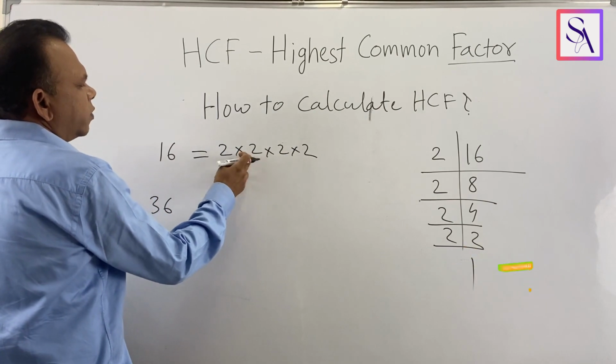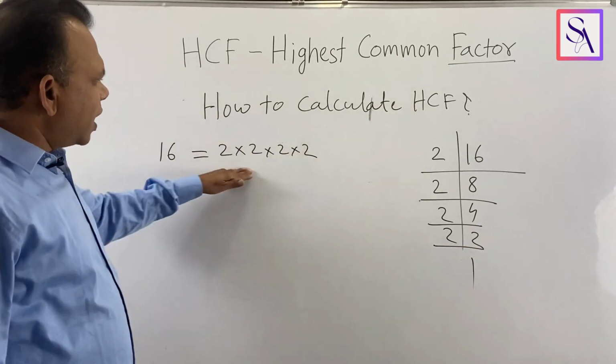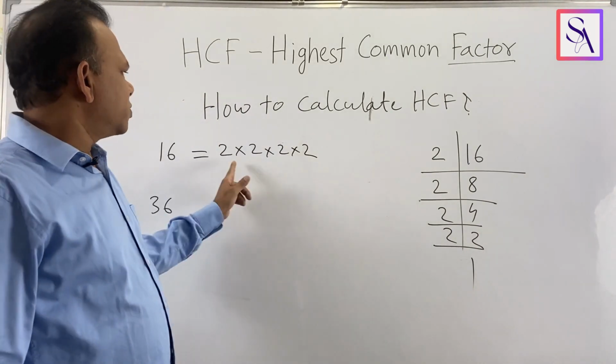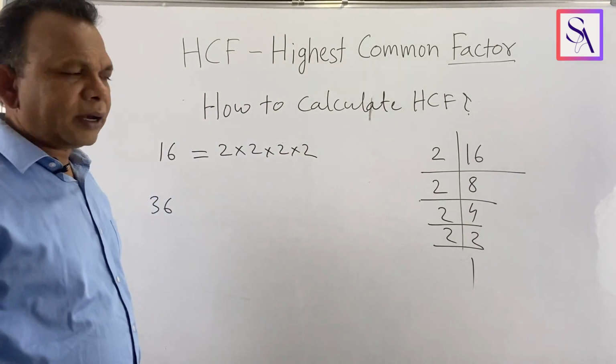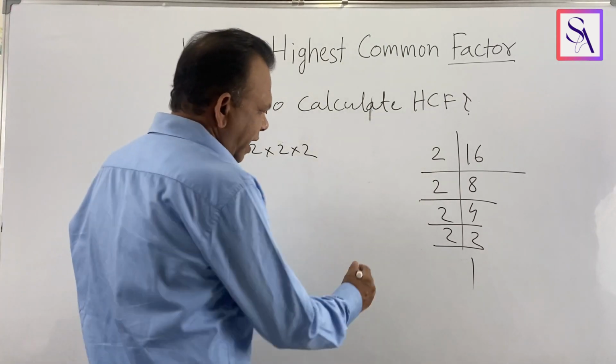4 2s are 8. 8 2s are 16. So these are the factors of 16. We can call them prime factors as well because 2 is a prime number, correct? Then for 36 we can do the same.